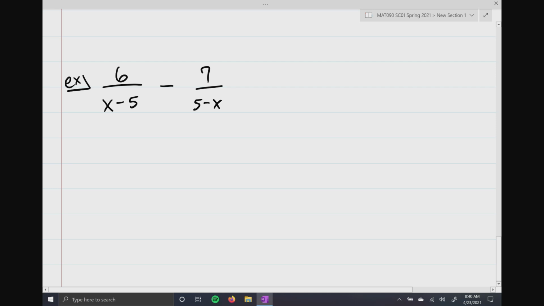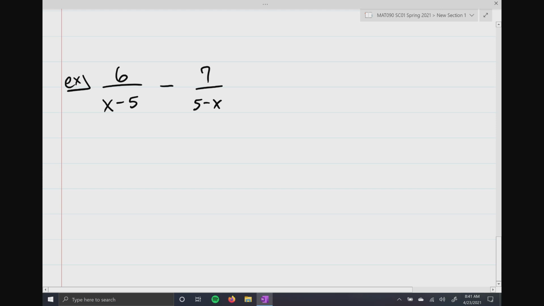So let's do this problem. Now, this one, it looks like the denominators may be the same. You got 6 over x minus 5 minus 7 over 5 minus x. Now, they look like they're the same, but they're not. You know me. What would Mr. Float do in this situation? Let's see how well you know me.